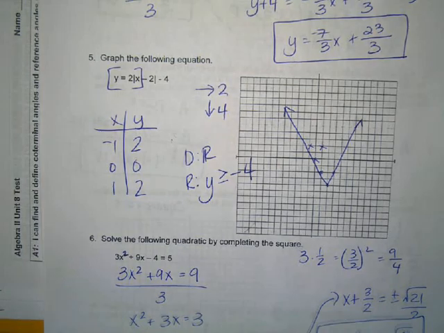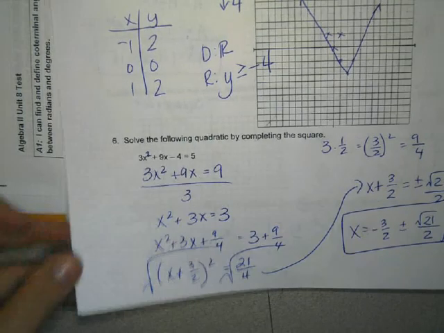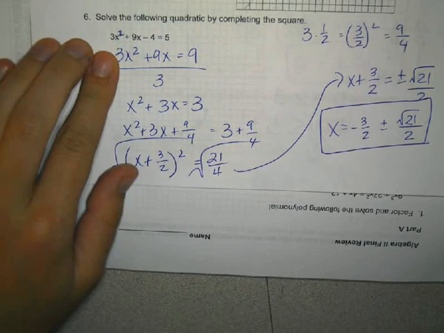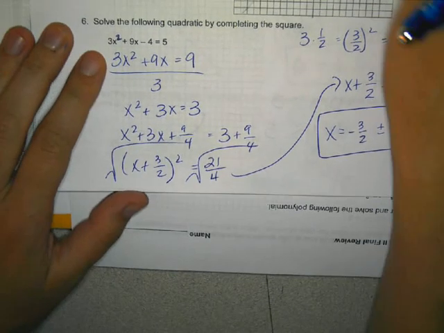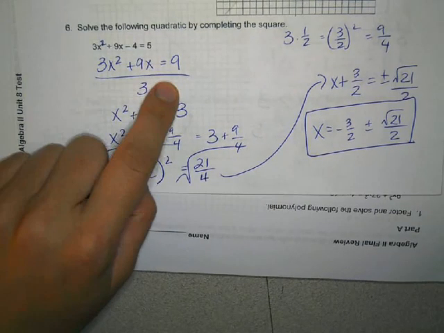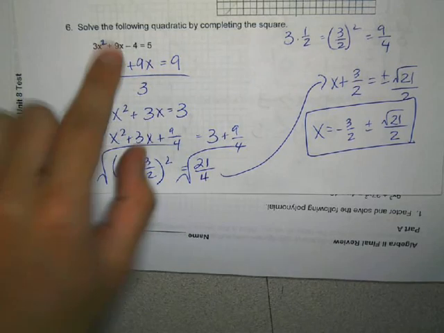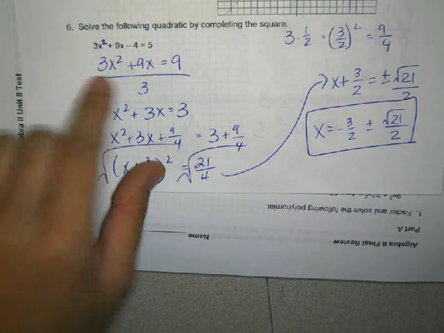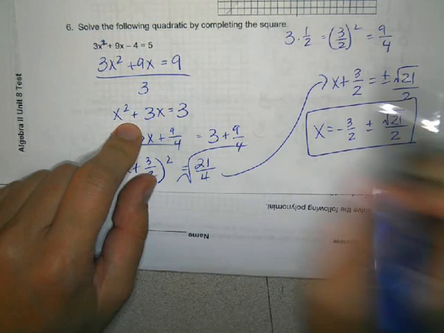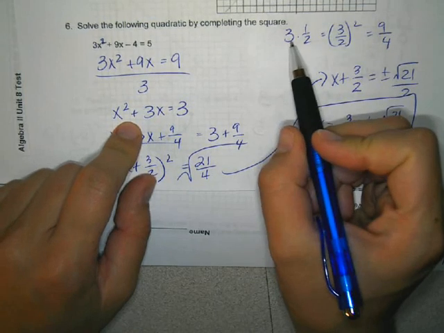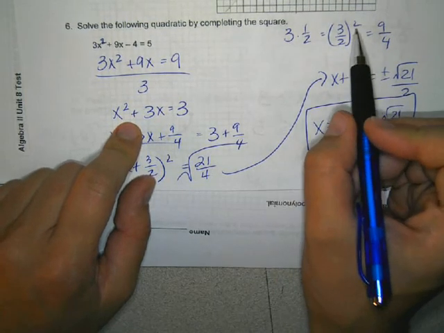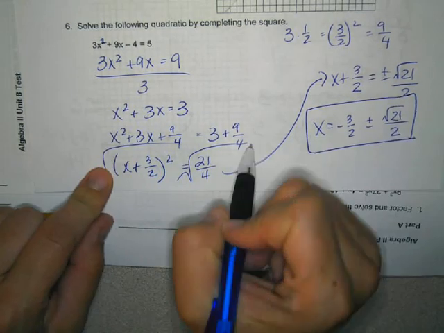For number 6, there was a typo here. This should have been 3x squared, which most of you caught on to that fact. We start by moving c to the other side. Then because we have to complete the square, you have to divide everything by a. Then we take half of b, which is 3/2, square it, which is 9/4. Add that to both sides.